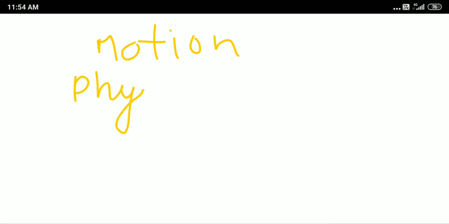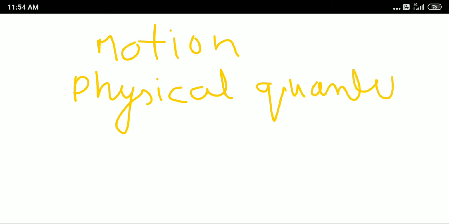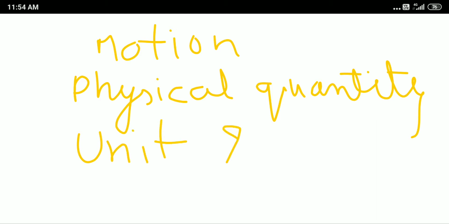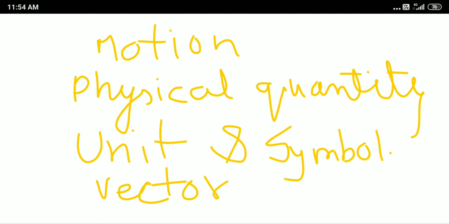Students, we are learning motion, so we have to learn its related terms. Suppose physical quantities related to motion, its unit and symbol. And we will check whether the physical quantities are vector or scalar.